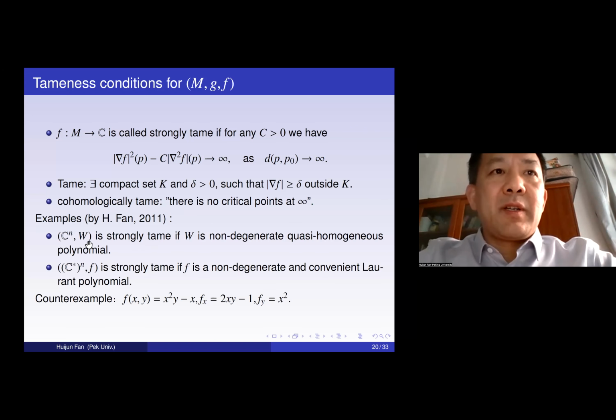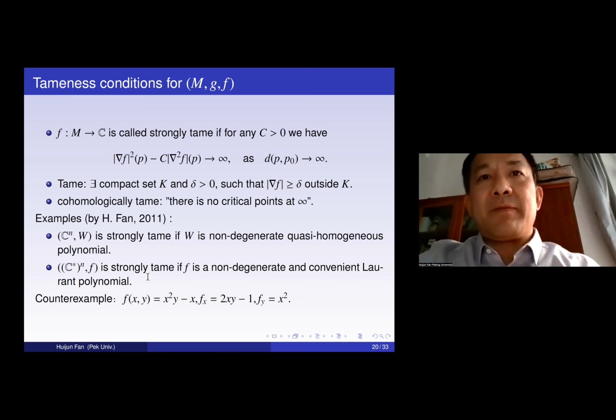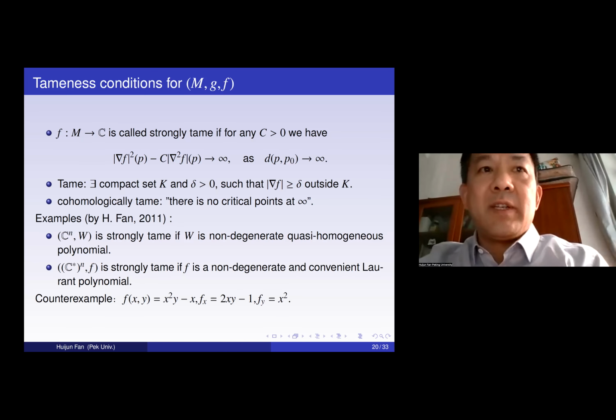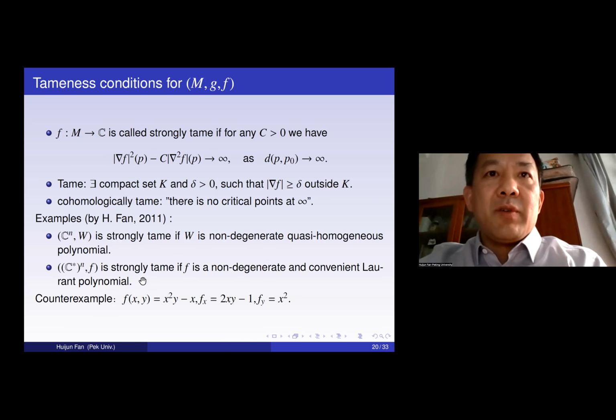Here, the following two examples were proved by me in my paper. I found that on C^n, W is strongly tame if W is a non-degenerate quasi-homogeneous polynomial. On (C^*)^n, F is strongly tame if F is a non-degenerate and convenient Laurent polynomial. So these two examples cover most interesting examples from mirror symmetry.